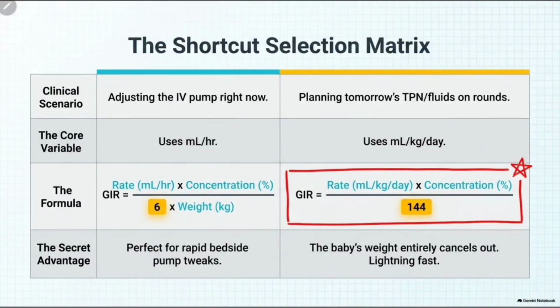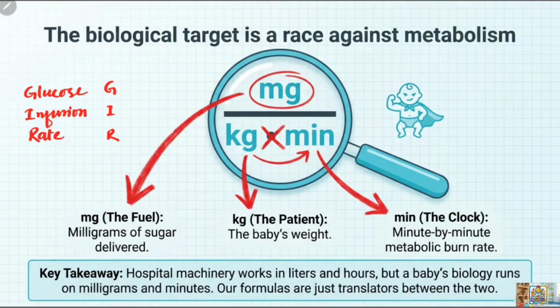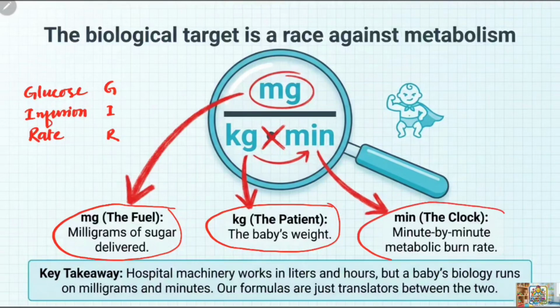And we will learn why there is a 6 in the hourly calculation and why there is 144 in the denominator of the daily calculation of fluid. At first, we have to know what glucose infusion rate, or in short GIR, is. Glucose infusion rate means how many milligrams of sugar are delivered to our bodies per kg per minute, because in the body, minute by minute metabolism of sugar is done. So GIR means milligram per kg per minute.